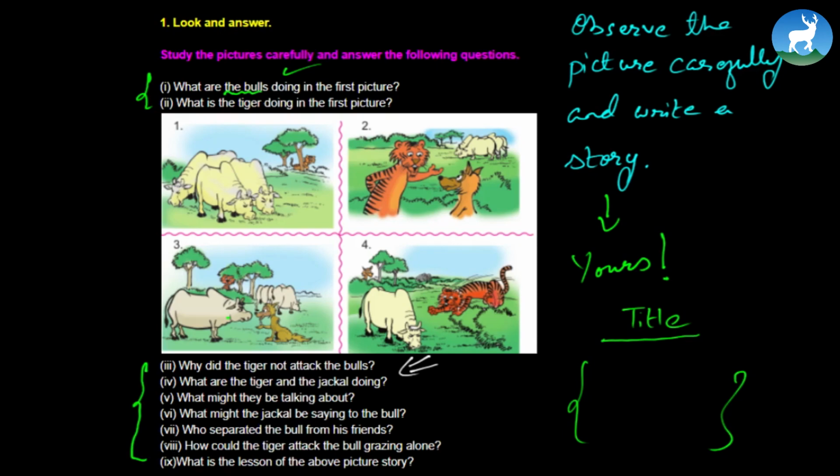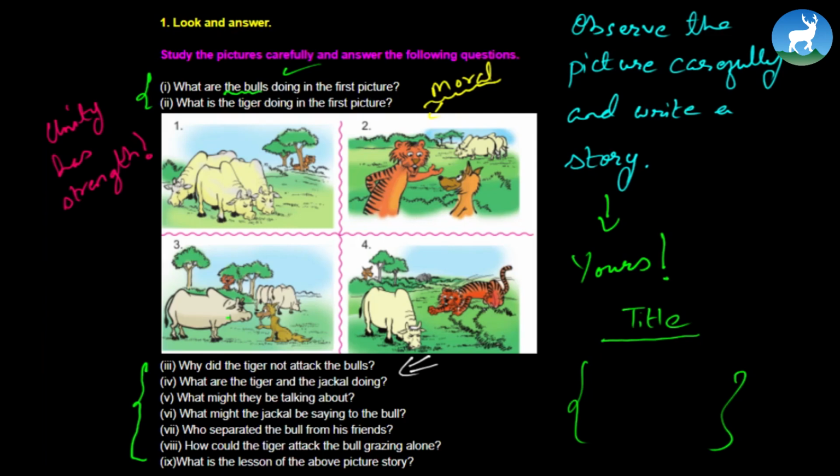Why did the tiger not attack the bulls? Try to also extract a good moral lesson here. Here I already see some kind of moral lesson. You know what? The tiger is all alone, but he has 3 bulls, very strong. 3 bulls are together. And don't you forget that unity has strength. The more united people are, the stronger they become. See? So these 3 bulls are all together. They are united, they are together, and they are strong. So perhaps he's saying something to the jackal here.